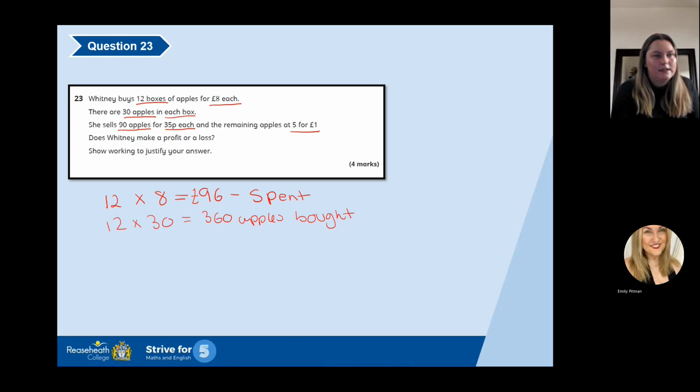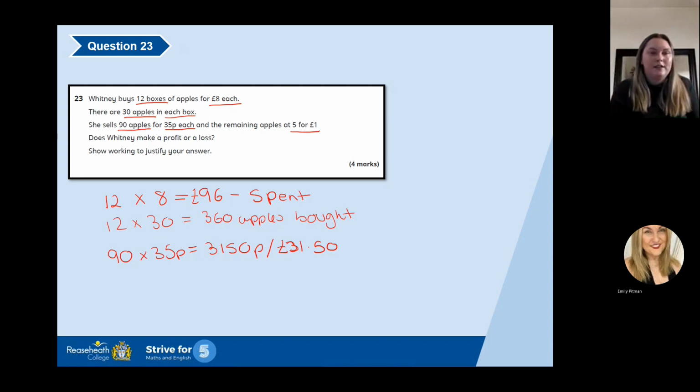She sells 90 apples for 35p each. So let's see how much money she's brought in with that. I'm going to do 90 times 35, which gives me 3,150p. But I don't really want to be working with pennies because everything else is in pounds, so I'm going to convert that. That's £31.50 that she's brought in as income from selling those 90 apples.